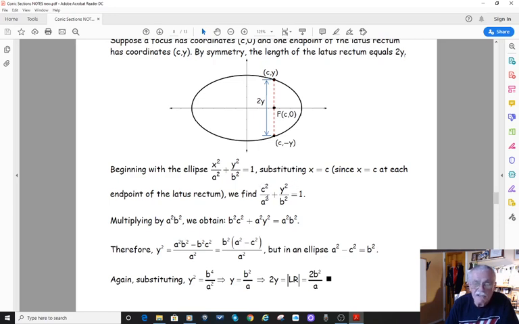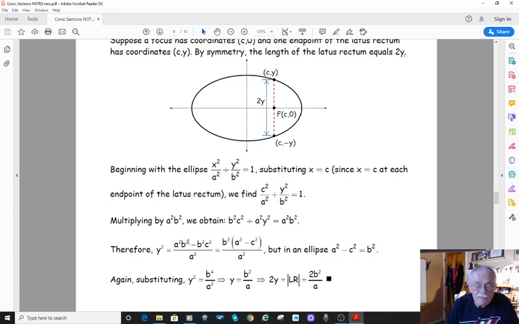So these are fractions. We don't like fractions, so the LCD is a squared b squared. Multiply each of these three terms by a squared b squared, and you get b squared c squared plus a squared y squared equals a squared b squared. And now again, let's not lose focus. We want to solve for y. So I'm going to take this term, move it over, it becomes negative, and then divide by a squared. So this is what we get.